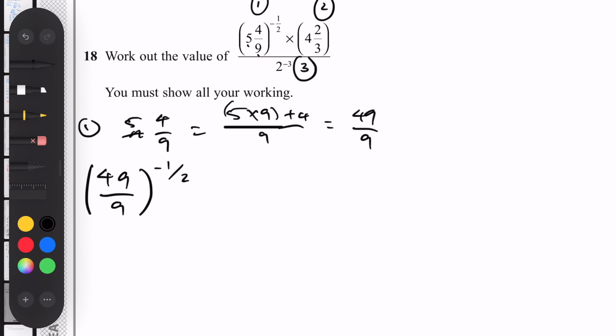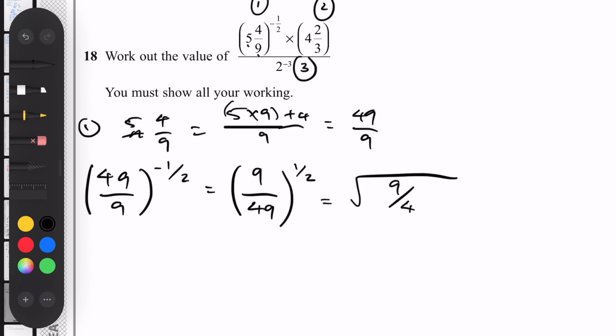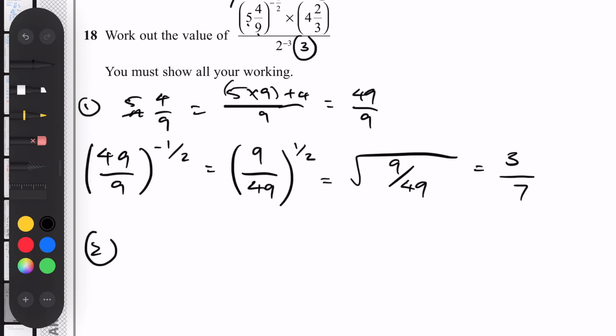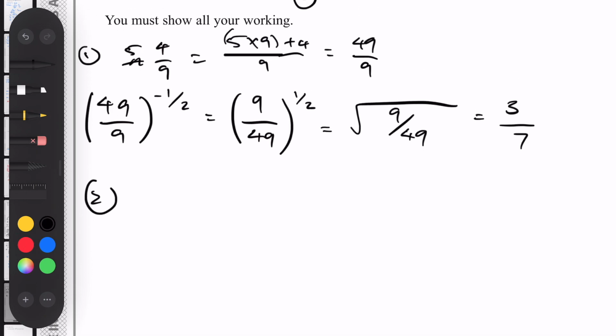That minus symbol means find the reciprocal of your number. So it's going to go 9 over 49 to the power of a half. And a half actually means square root. So you're going to square root 9 over 49. The square root of 9 is 3, and the square root of 49 is 7. So this makes 3/7.